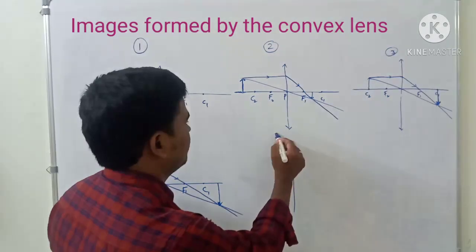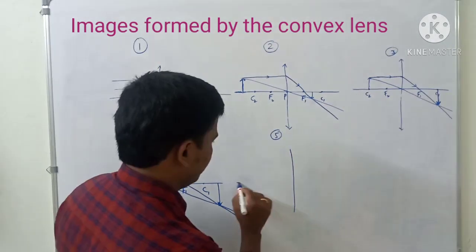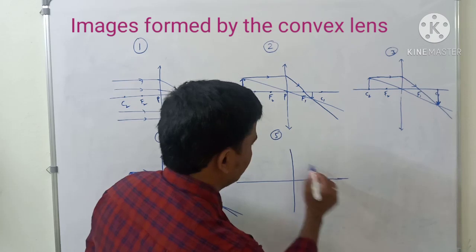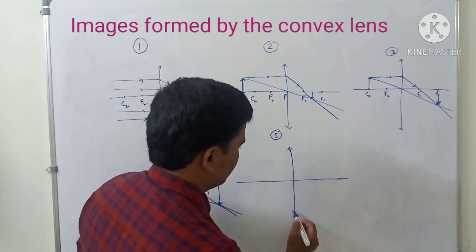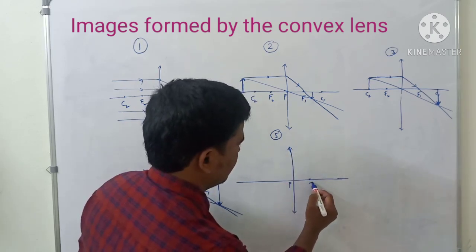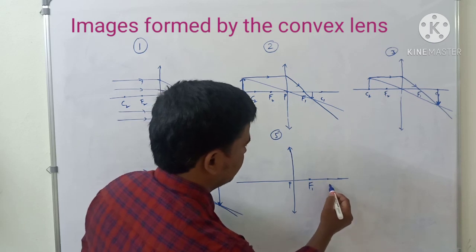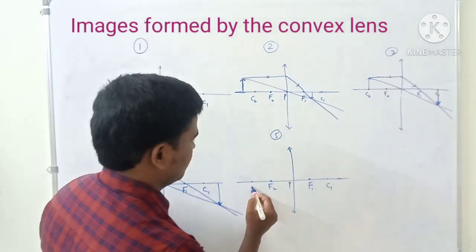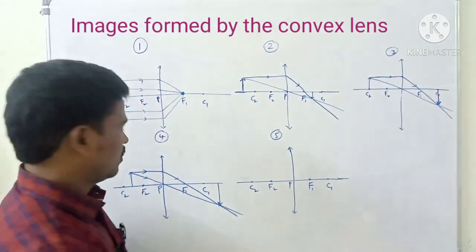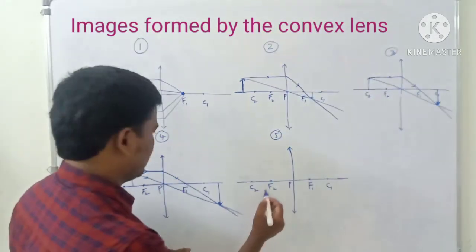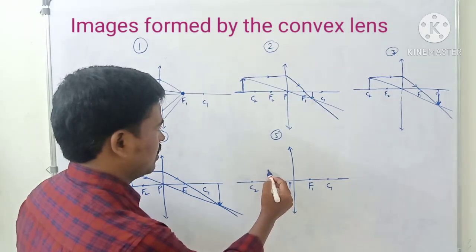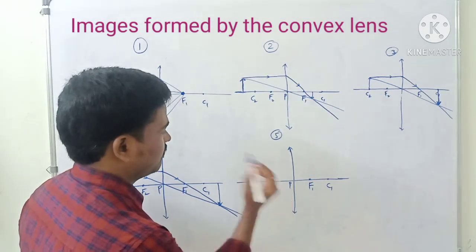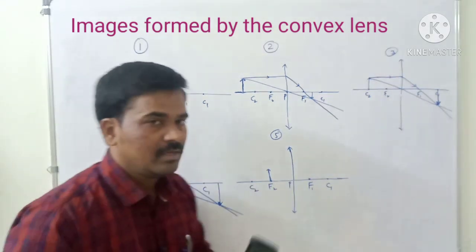Let me draw the fifth place. The fifth and sixth are more important from the exam point of view also. This is P, F1, C1, F2, C2. So the next position is on F2. If the object is on F2, what happens? Where do we get the image?